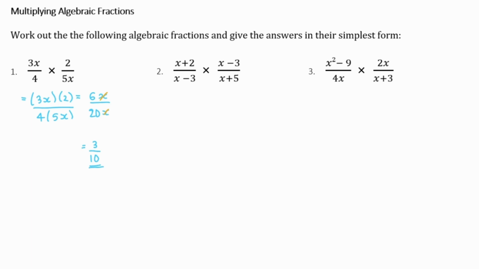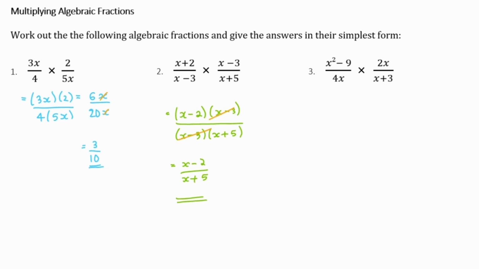For number 2, we are also going to multiply the numerators by each other, which are x plus 2 and x minus 3. And we are going to multiply the denominators by each other, which are x minus 3 and x plus 5. We can then see that x minus 3 is a common factor in the numerator and denominator, so we could cancel those out with each other, which leaves us with x plus 2 over x plus 5 as our final answer.